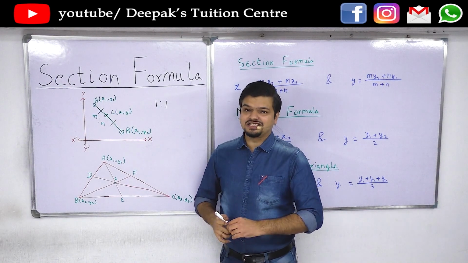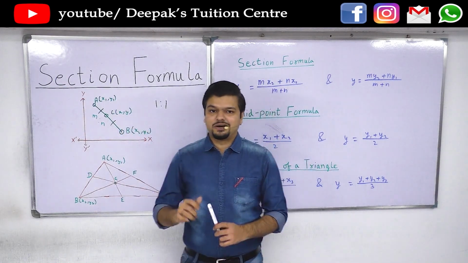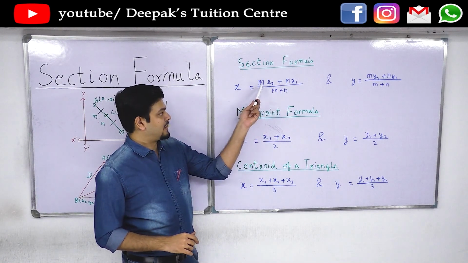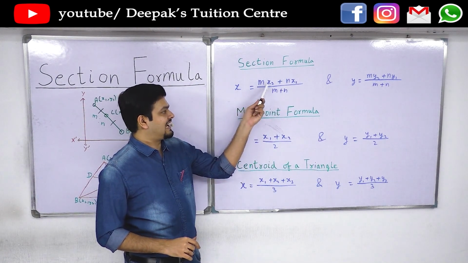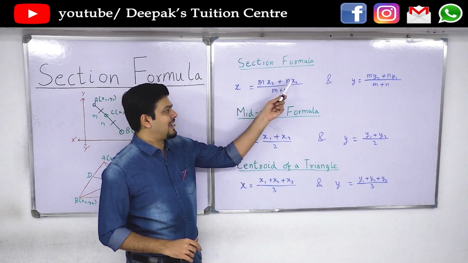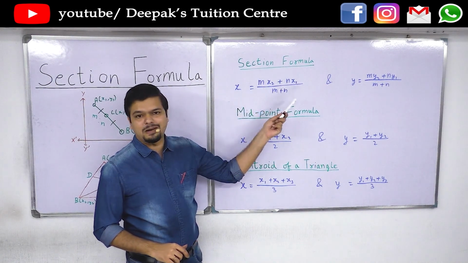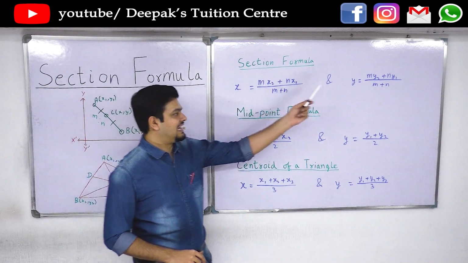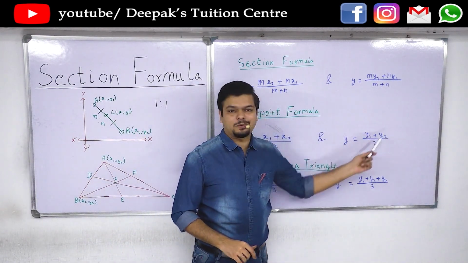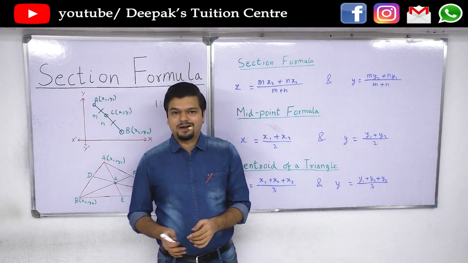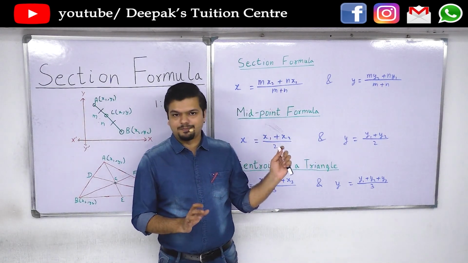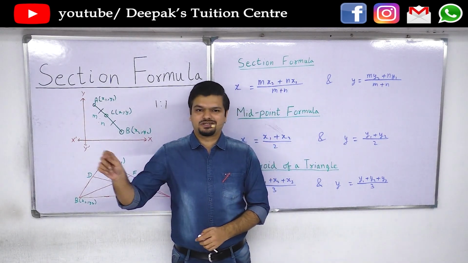If the ratio is 1 is to 1, we can substitute the value of m as 1 and n as 1. So if you put 1 here, we get x2 into 1 plus x1 into 1 divided by 1 plus 1. That is x1 plus x2 by 2. Similarly, here you will get y1 plus y2 by 2. So by the midpoint formula, things become a bit easier and it is easy to remember. Also, you do not need to write 1 is to 1, etc.